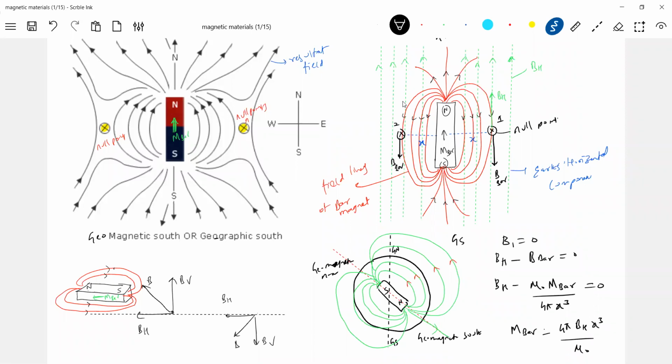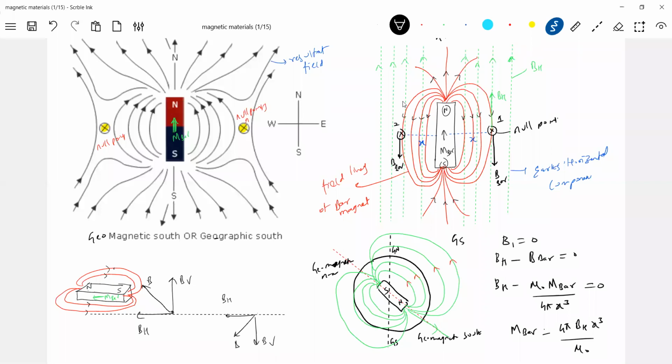Suppose you are doing physics in a lab in DD Colony. Almost across all of Hyderabad, you can say the BH will be the same. Don't think that as you come outside the lab, BH will be different. In a region of around 50 to 100 kilometers, the value of BH will be the same at a given point.